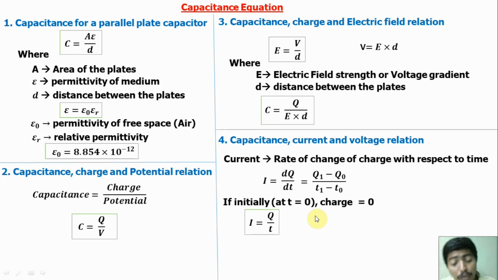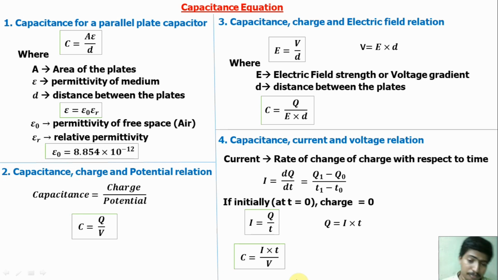Okay. Now from this equation we write q is equal to current into time. Substitute this charge equation in the capacitance equation, and we will get another capacitance equation. C is equal to current into time by potential. This is the fourth equation.